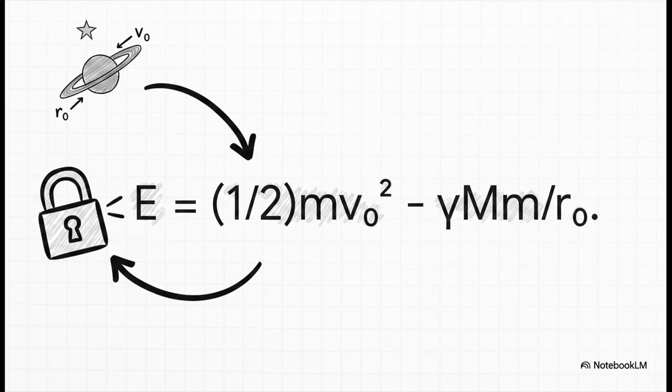The energy E equals 1/2 m times our initial velocity, v0 squared, minus our initial potential energy, gamma mM over our initial distance, r0. Whatever number this calculation spits out, that's it. That's the energy of the system forever.